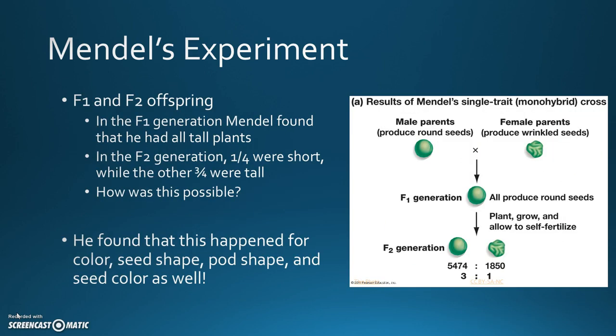So in the F1 generation, which was the first generation after the P1, Mendel found that he would have all tall plants. When he crossed them again, for the second generation, a quarter of them actually came out short, while the other 3/4 of them were tall. And he wondered, how was this possible? And he also found this happened for color, seed shape, pod shape, and seed color as well.